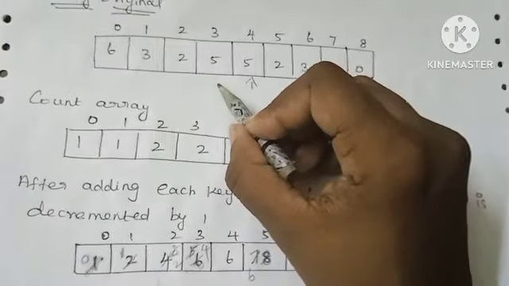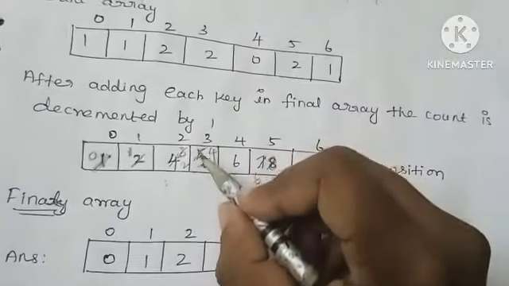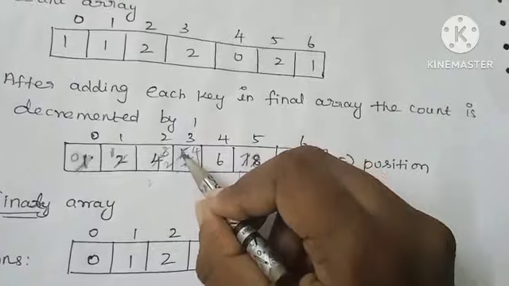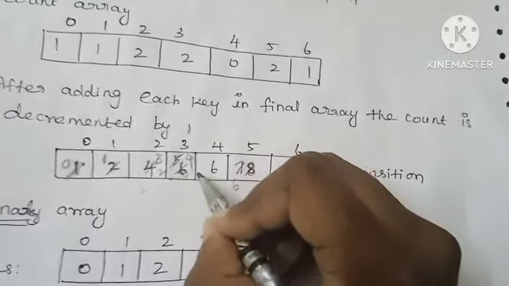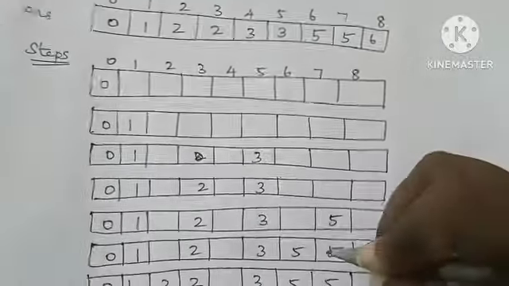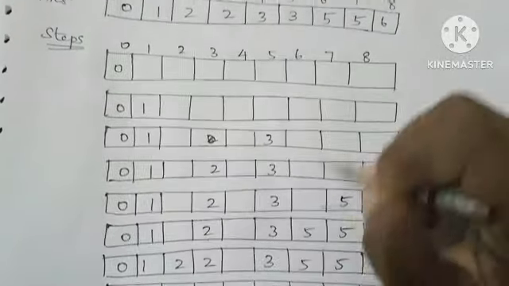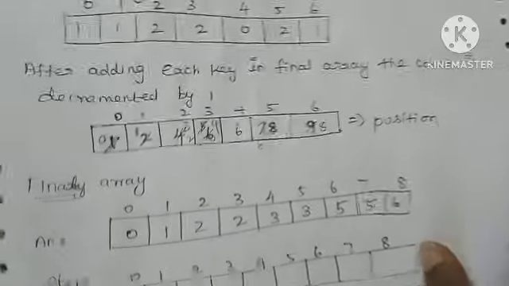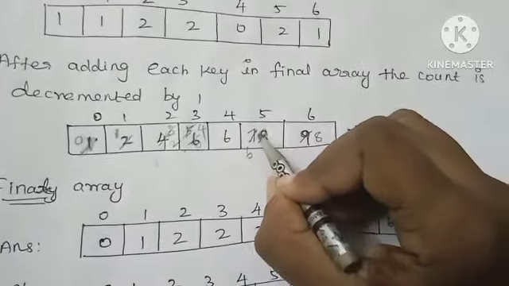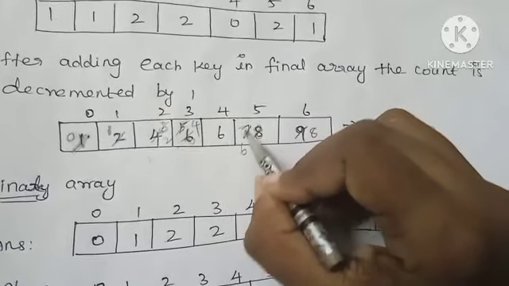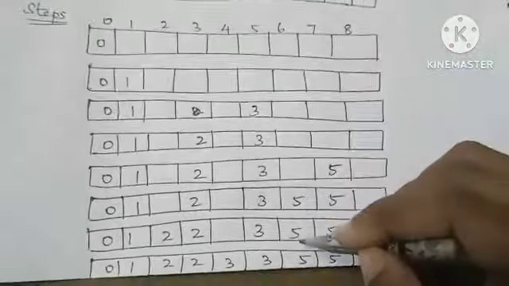Next step is the 5. The 5 is in 5th position, and I already decremented by 1. It's the 5th. Again I decrement by 1. It's the 4th position. I enter the 5 value. Sorry, the 5 value is here. It's also in 8th position. I decrement by 1. It's the 6th position. In the 6th position, I enter the value 5.